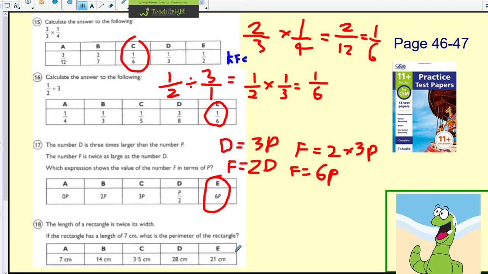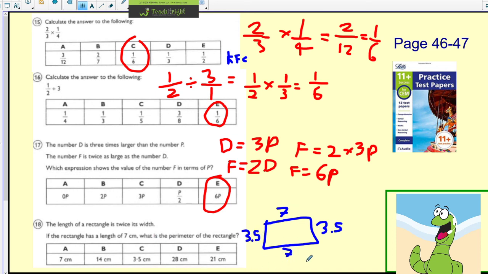Number 18, rectangle, a length of 7. The length of a rectangle is, the length is twice its width. So that means this is twice as big as its width. So its width must be half as much. So that's 3.5. So if I label up all my sides, it now wants to know what the perimeter is.